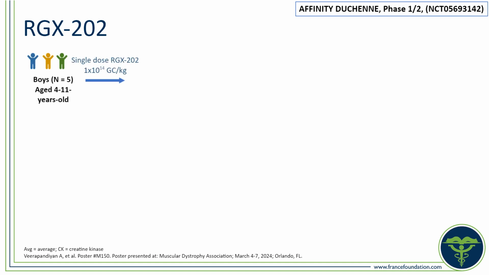RGX-202 is another gene transfer therapy being investigated for the treatment of Duchenne muscular dystrophy. This is being explored in the phase 1/2 Affinity Duchenne study. 5 boys ages 4 to 11 years old have received a single dose of RGX-202. They're being followed for outcome measures, including safety and microdystrophin expression.